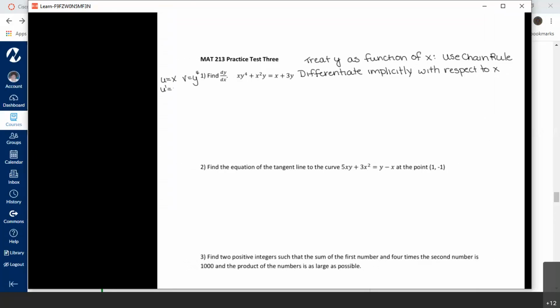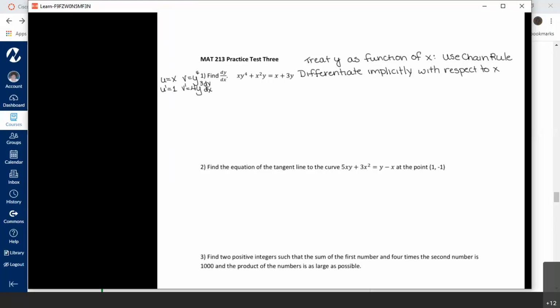u prime is simply 1. Remember, I'm differentiating with respect to x, so that's fine. v prime is going to be 4y to the third, that's the outer function, and then the inner function would be dy/dx. So that's the chain rule part. Is everybody okay with that?